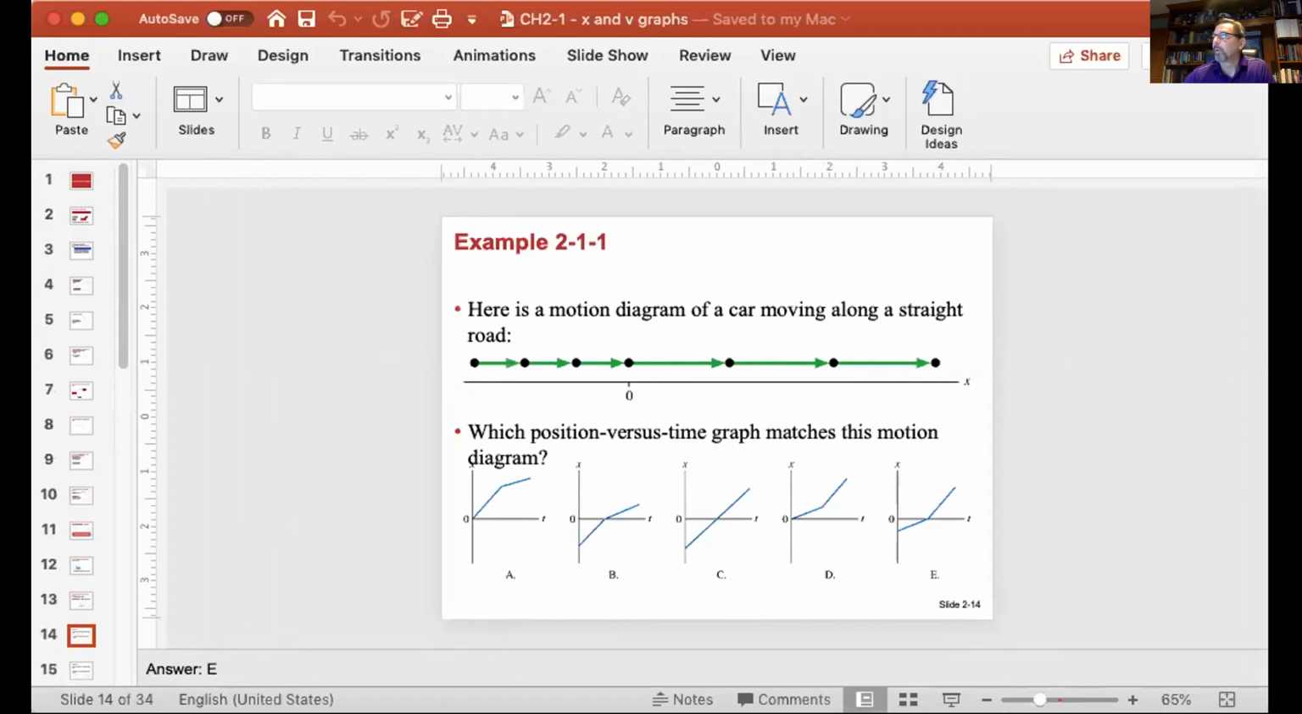And let me open polling, and hopefully you were reading the question: motion diagram of a car moving along a straight line. And so the question is, which is the correct position versus time graph for that motion?